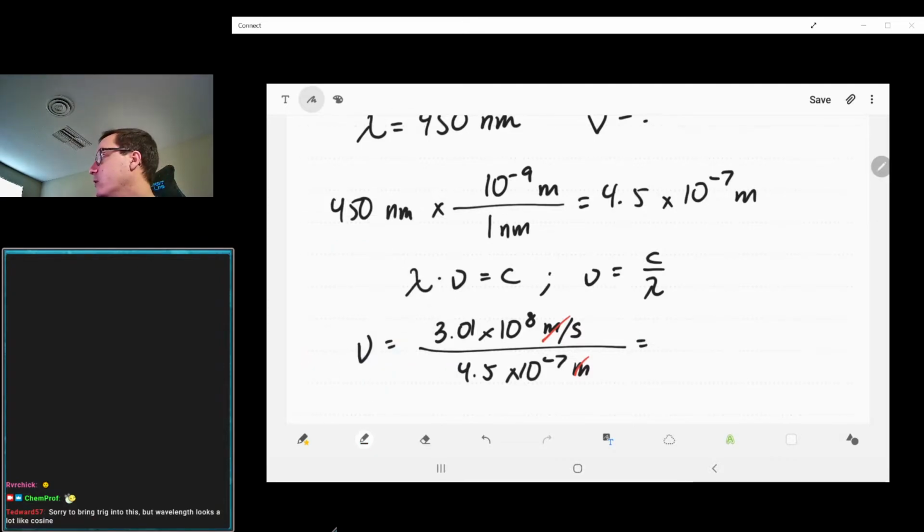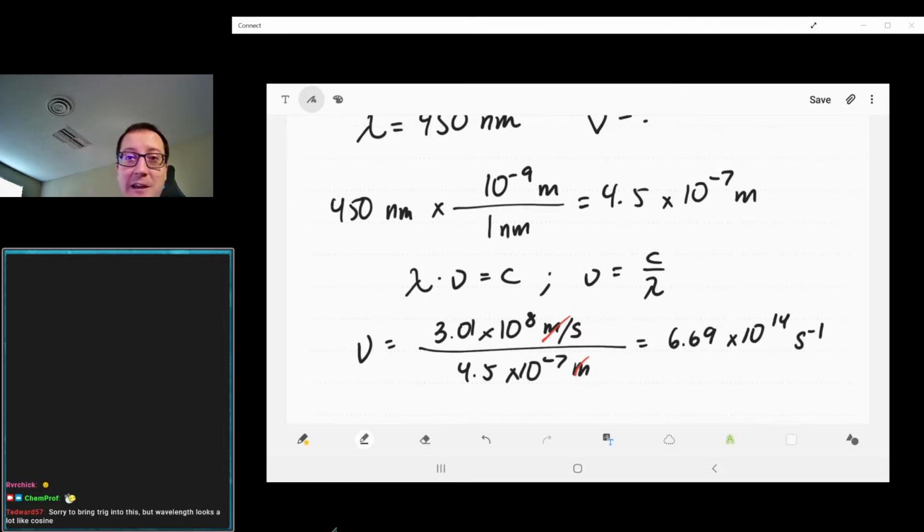Let's go ahead and do this. So 3.01 divided by 4.5. Doing this, you get 6.69 times 10 to the, let's see, that'll be 15, but we subtract 1, so 14. So this wavelength is going up and down 6.7 times 10 to the 14 times per second.